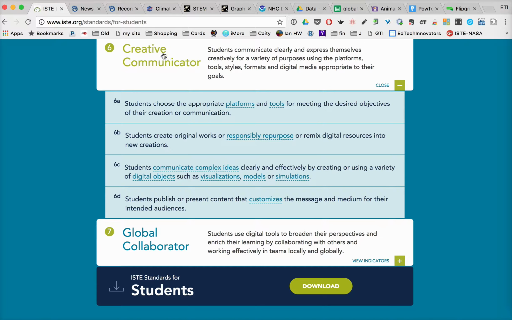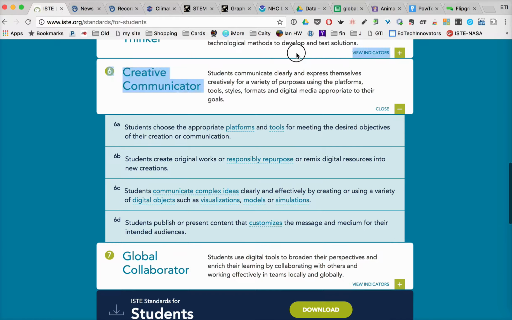So we're going to start with going back to the ISTE standards, and I would remind you about that standard on creative communicator. And we had talked about what this might mean. Like students communicate clearly and express themselves creatively for a variety of purposes using the platforms and so on. But what they're trying to do is communicate clearly. And when we look down in here, we see that students communicate complex ideas clearly and effectively. Well, that's exactly what we're talking about when we think about this type of data.